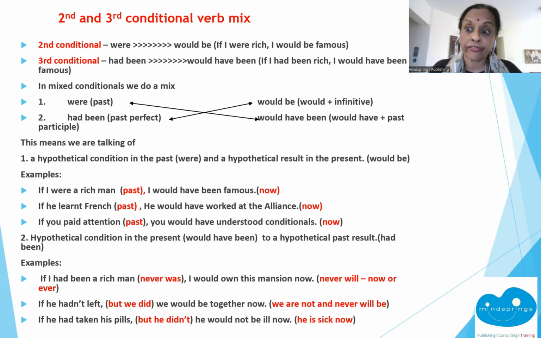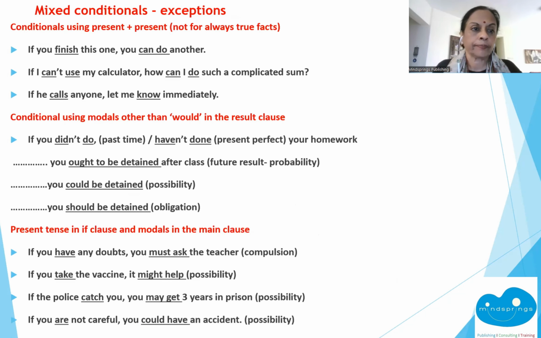If he hadn't left, but he did, we would be together now. That husband left long back, he left her. She's saying we would be together now. Both are false. If he had taken his pills, he would not be ill now. But he is ill now and he didn't take his pills. So this is what mixed conditionals are. Second and third conditional mix. Don't worry about it. Both are false. And it's just a way people talk.